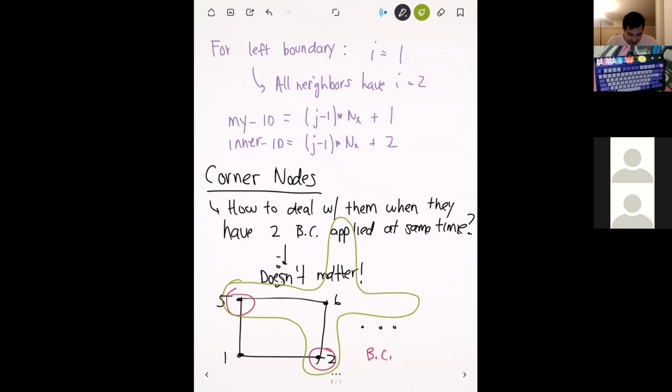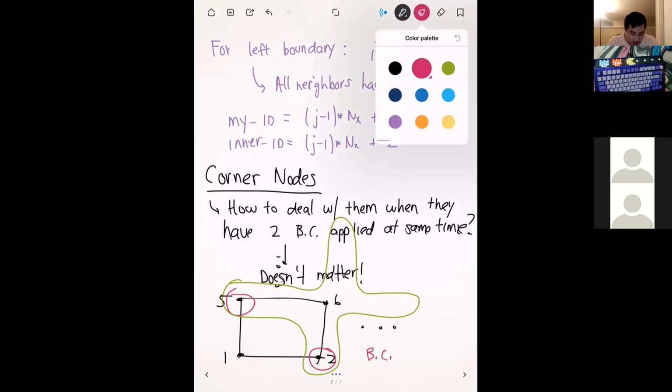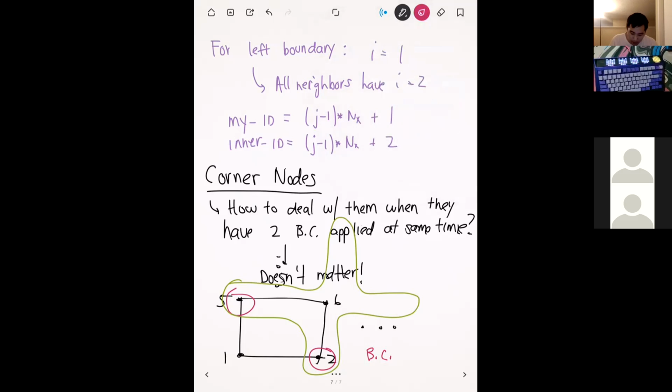Looks like a shuriken. And so you can see here that, at the worst, let's say that we have Neumann boundary conditions on 2 and 5, then the stencils for those nodes would look something like this, right? And so you can see here that no matter what scheme we pick, node number 1 never participates in any of these equations.